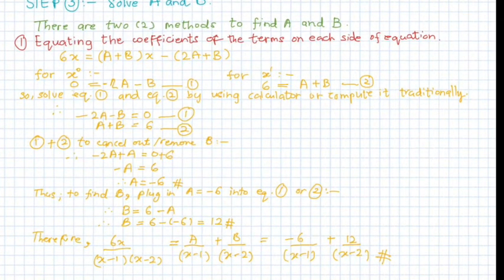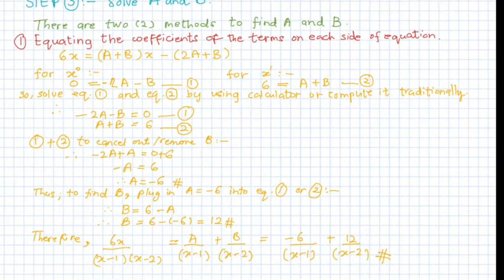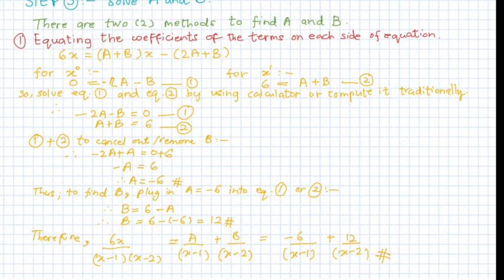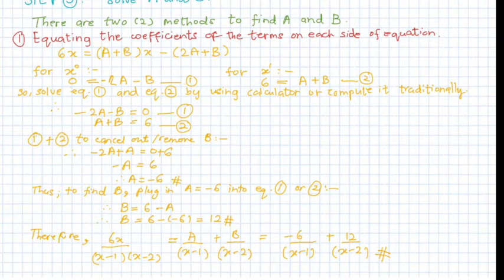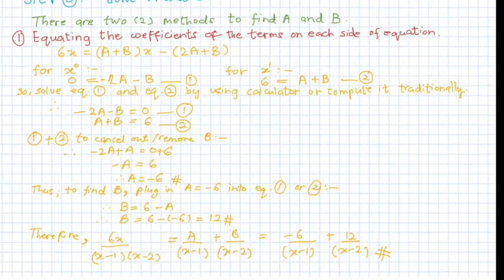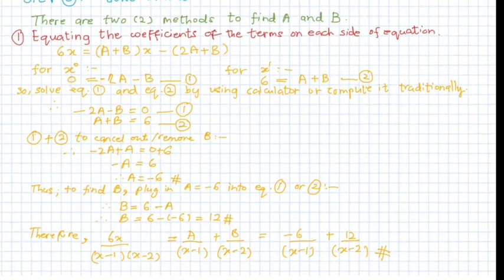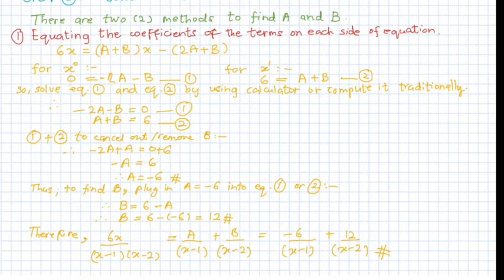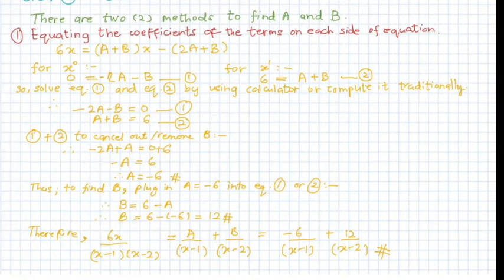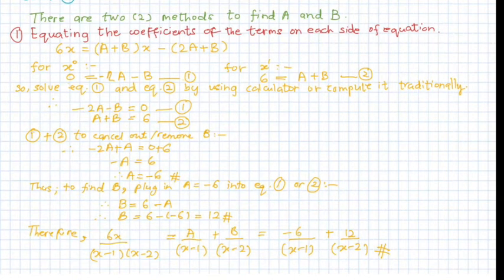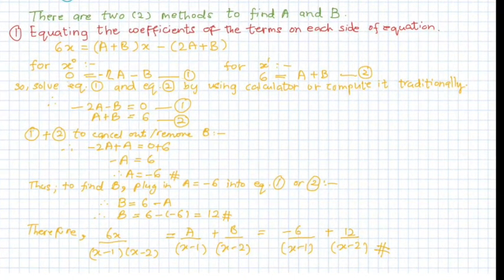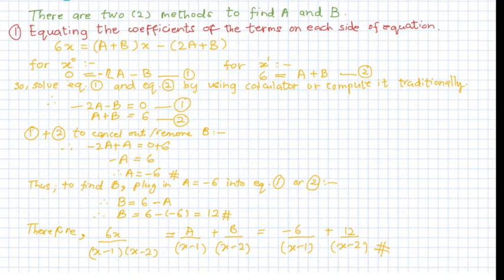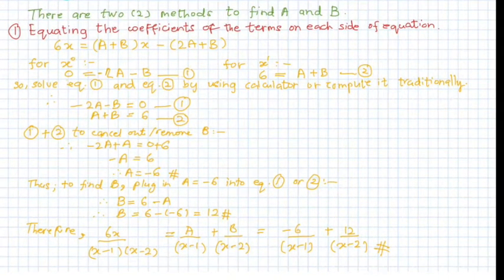We need to equate this with the right side. On the right side we only have a plus b times x, so we just write down a plus b. Now on the right side we also have minus 2a and minus b. However, on the left side there's no such term for x, so we just put 0 and equate it with minus 2a minus b.